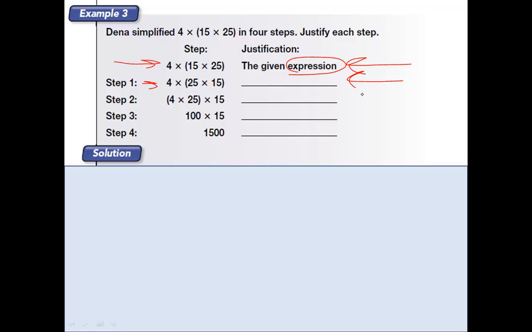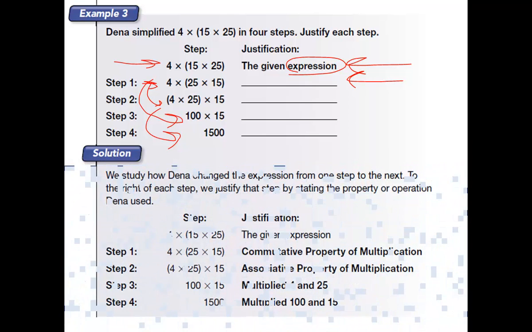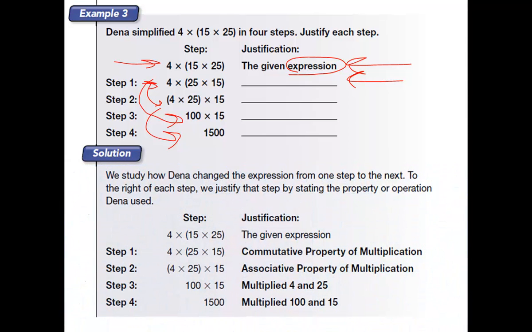Then go down here and say, what did she do there? And then what did she do there? And how did she get this? These are a little bit tricky, so let's go ahead and review this one. We study how Dina changed expressions from one step to the next. To the right of each step, we justified that step by stating the property or operation that Dina used. So in this very top one, we have the expression. The next step right here is commutative, because she scrambled them up.